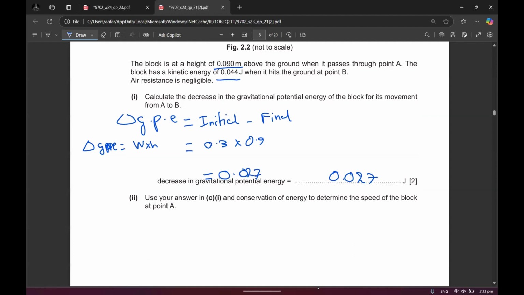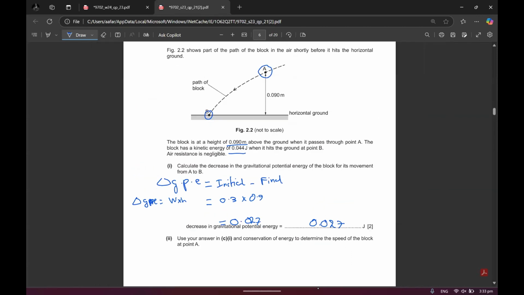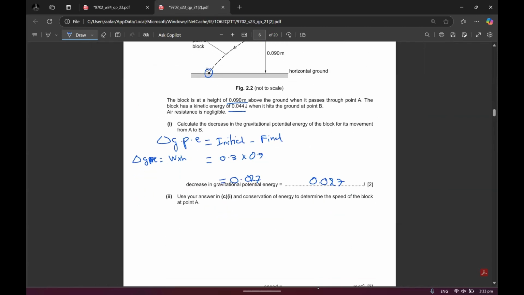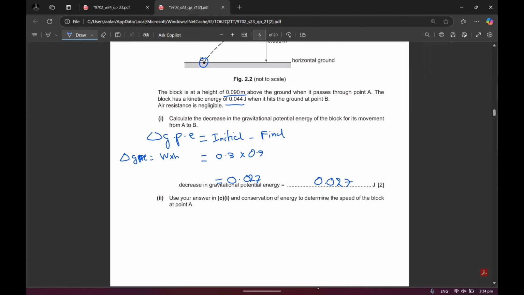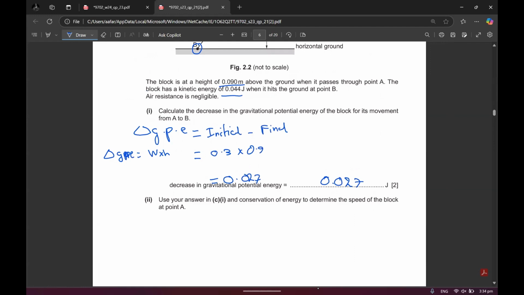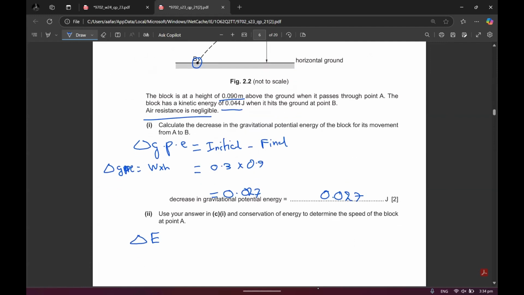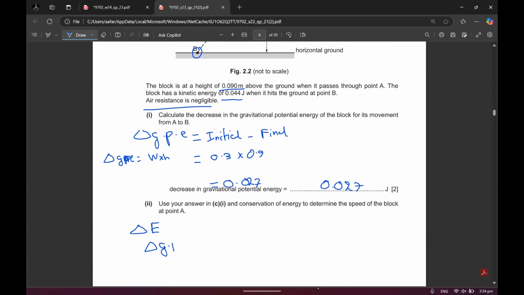Use your answer in part C and conservation of energy to determine the speed of the block at point A. Now this is similar to the questions in M4, or M1, sorry, in maths papers. So we know that change in energy is equal to work done. So basically, since air resistance is negligible, we can say that change in GPE is equal to change in kinetic energy.